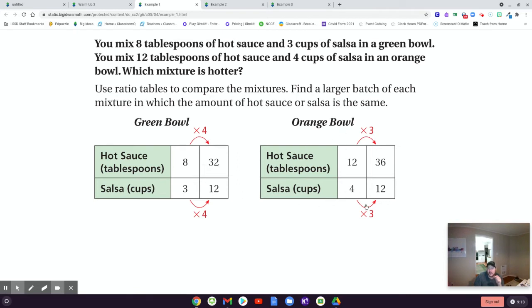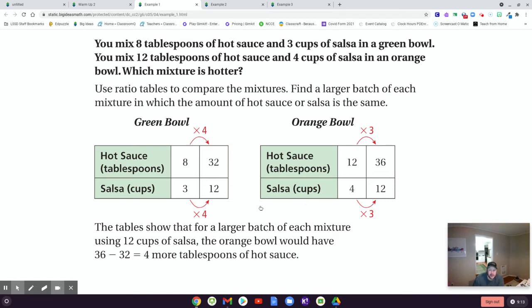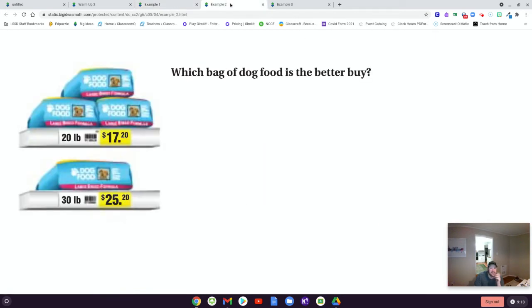And then for the orange bowl, they're multiplying 4 times 3 to get 12, and 12 times 3 to get 36. So the orange bowl would have 36 tablespoons of hot sauce and 12 cups of salsa. What they did for each of these is turn them both into ratios for 12 cups of salsa. And then you can see this one has more hot sauce, so the orange bowl would clearly be hotter. Take a second to look this over and make sure it all makes sense. Basically, this is one great way to use ratio tables, especially when it's not as easy to find the unit rate.